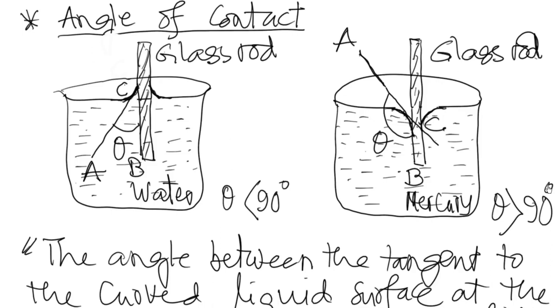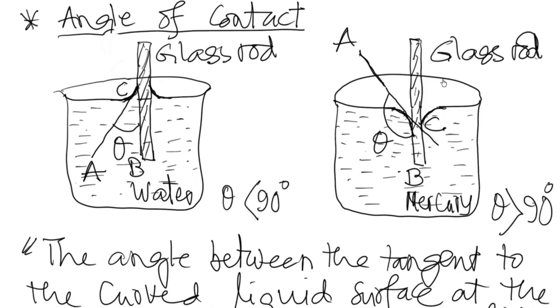For liquids that do not wet a solid, for example, as I have shown here, mercury and glass, the angle of contact becomes obtuse, greater than 90 degrees. For glass and pure mercury, the angle of contact is 139 degrees.